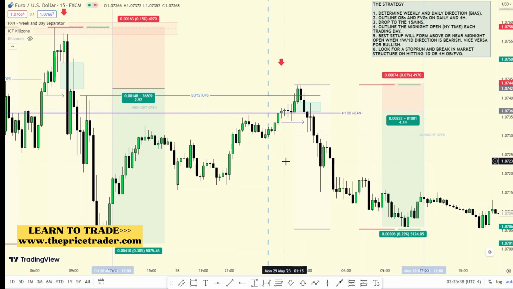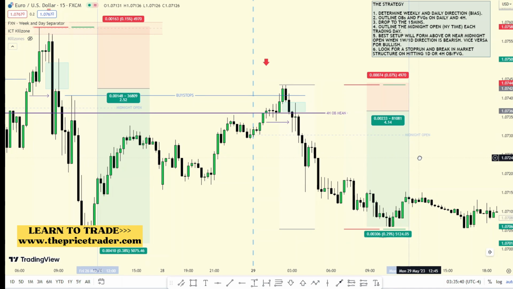So that is it about this setup. That's how it looks on the 15 minute chart. As you can see, this stop loss was 7 pips and you achieved about 30 pips. So that is how it looks.